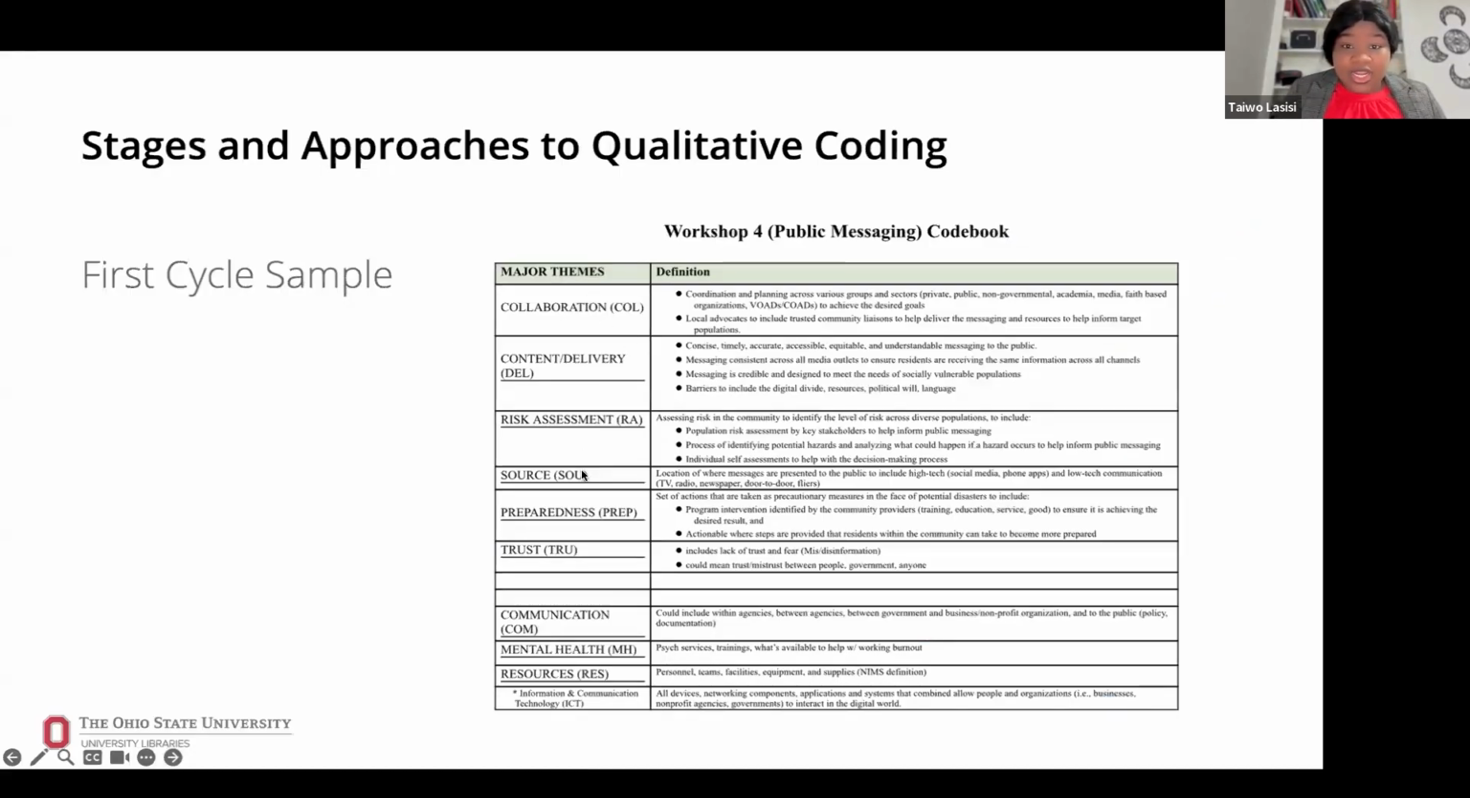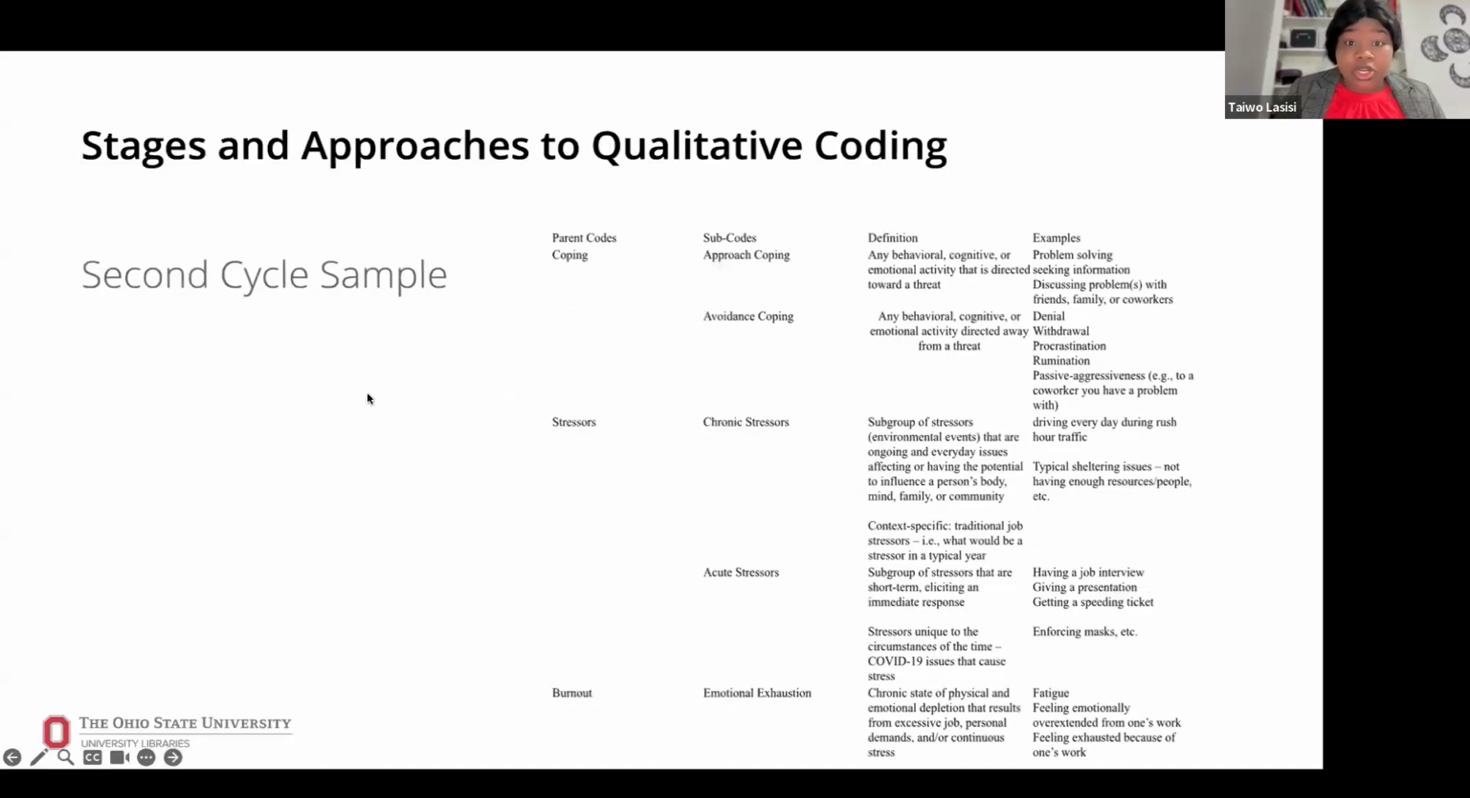And so this is a first cycle sample where you do it yourself. You pen it down. I like to give an operational definition to my code as well. What does collaboration mean for my study? What does research learning mean for my research? That's how you define your codes or your themes when it comes to quality. Then the second cycle looks a little bit more refined now.